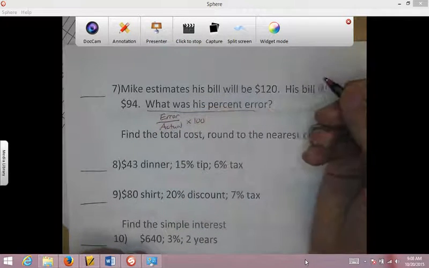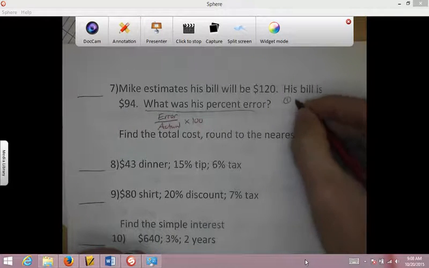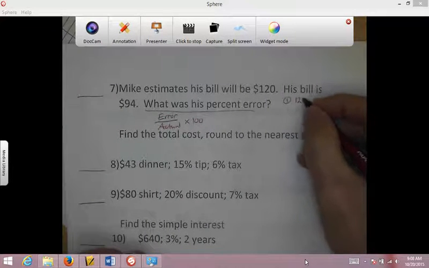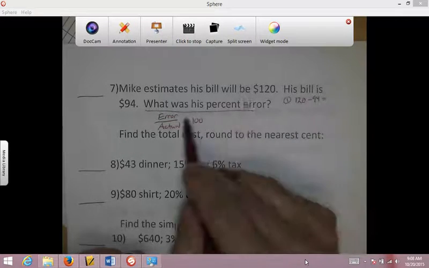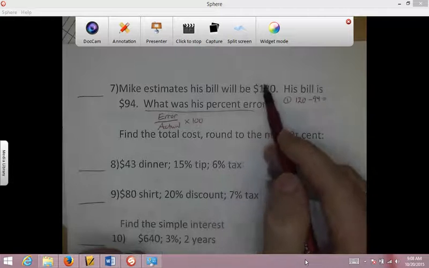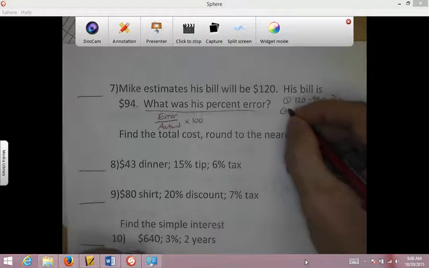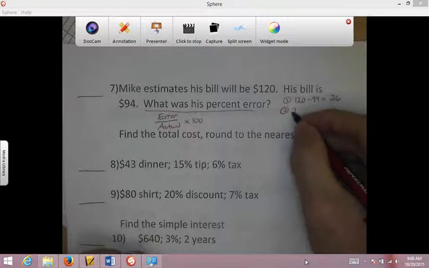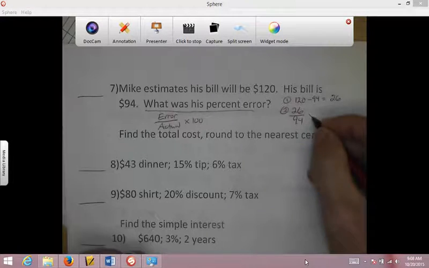So the first thing we need to do is figure out what the error is. So he estimated 120, it was actually 94. With this one, it's third grade style, so do the big number minus the little number. You shouldn't end up with a negative as long as you remember that. 120 minus 94, that's going to be 26. So now, to use this equation, we're going to do 26 divided by 94 times 100.